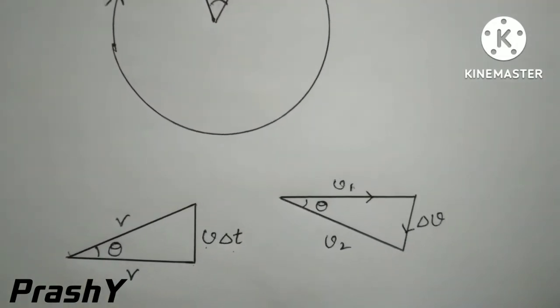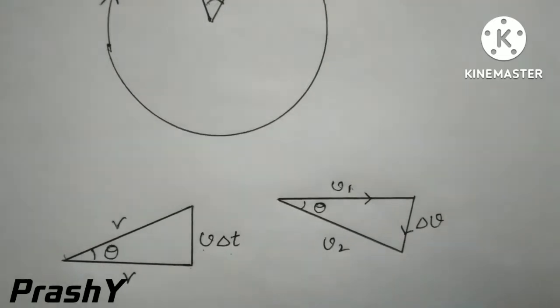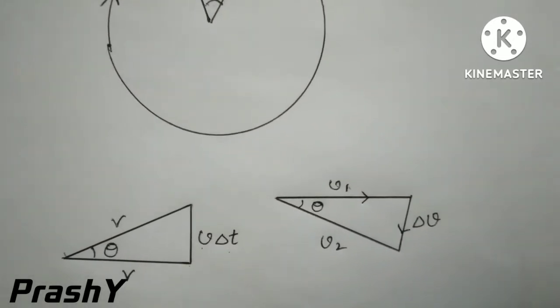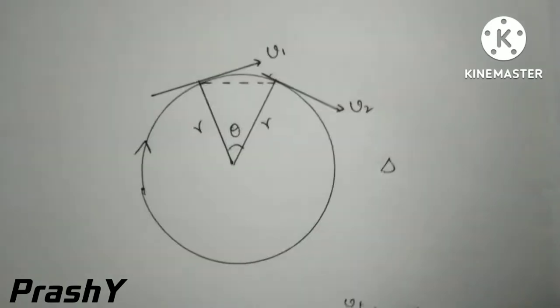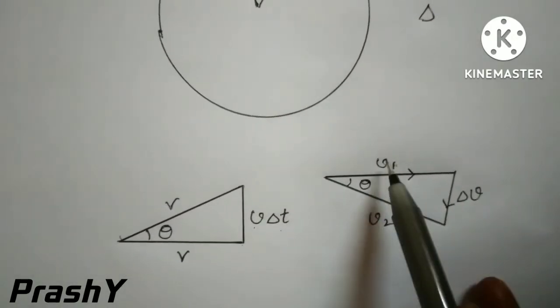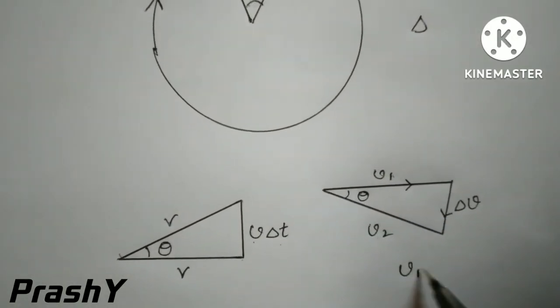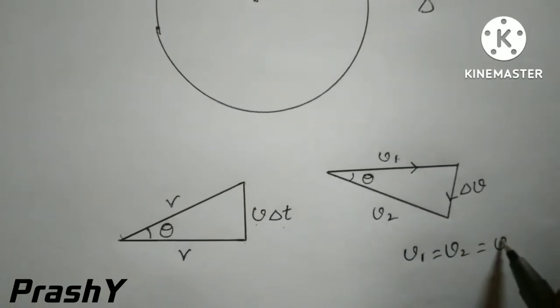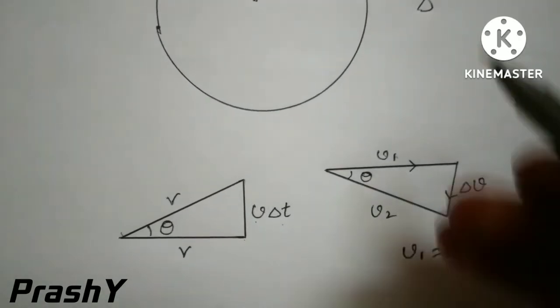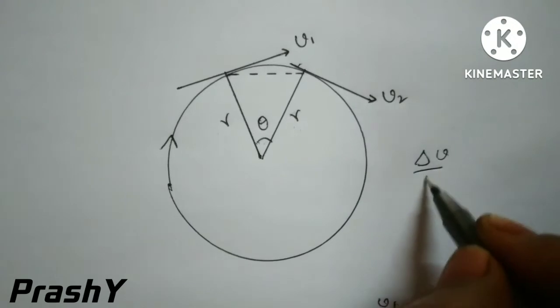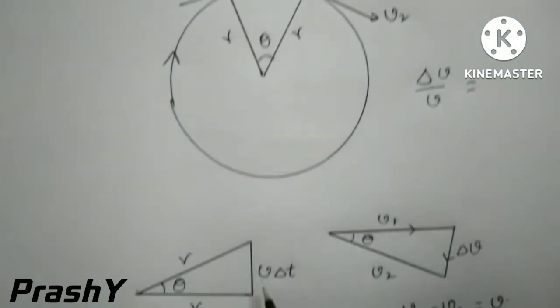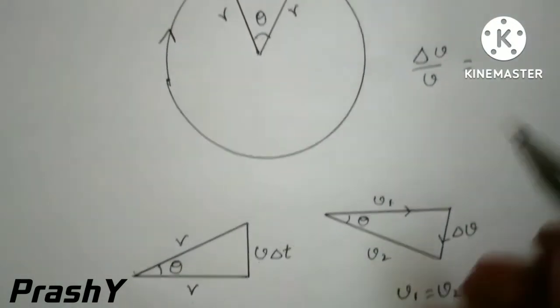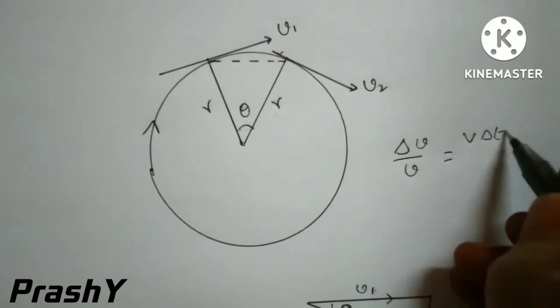So for similar triangles, the corresponding sides are equal. So we can write it as delta V by V. Here V1 is equal to V2, which is equal to V. So delta V by V is equal to V delta T by R.